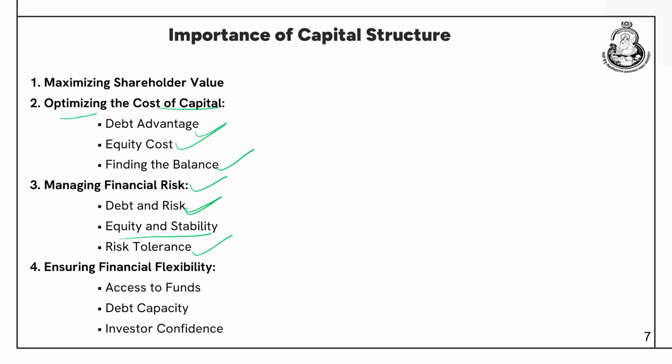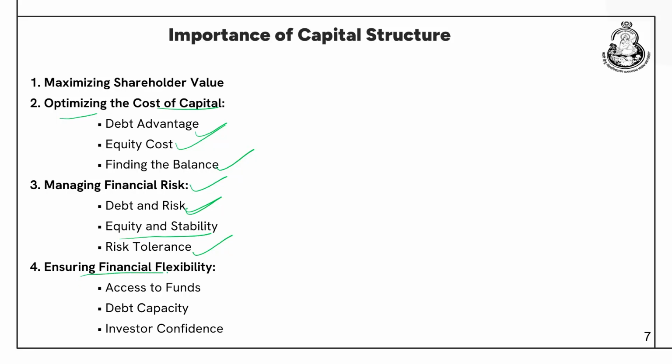Risk tolerance. The company must analyze its risk tolerance, how much risk they are willing to take for getting an amount of return on their investments, and accordingly they should decide the extent of debt. If their risk tolerance levels are high, they can go for higher levels of debt. If their risk tolerance levels are low, they should avoid excessive usage of debt.